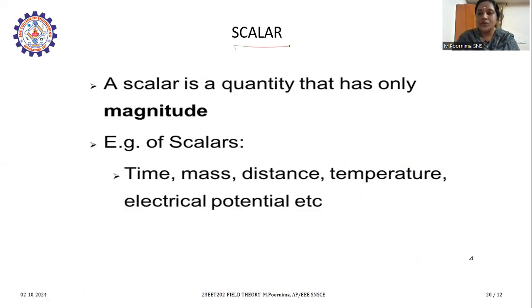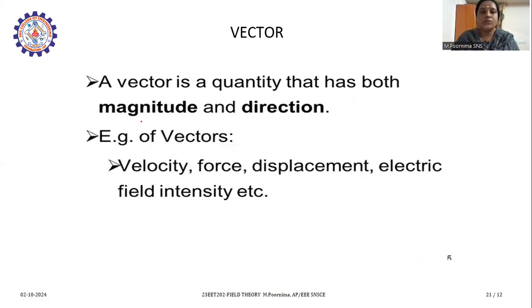What is a scalar? A scalar is a quantity that has only magnitude. We already discussed that it has only magnitude. The man is instructed to move 5 kilometers away from his rest position. So we know the examples here. And now coming to vector, we know it has both magnitude and direction, and here are examples of vectors: velocity, force, displacement, electric field intensity.